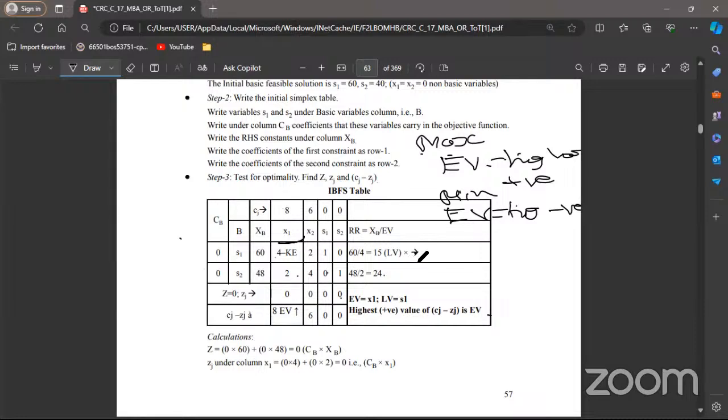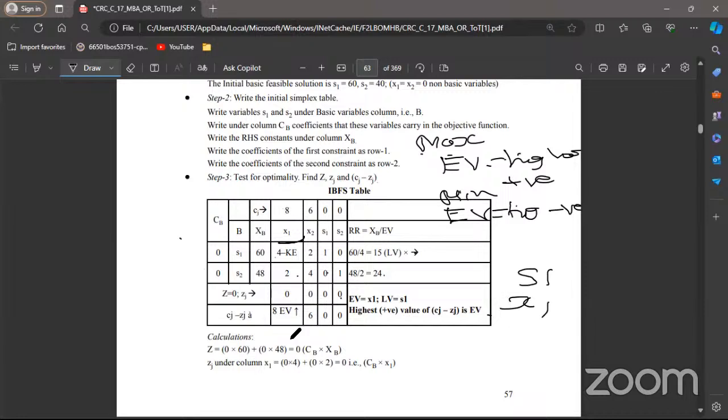Yes, ma'am. You should take the lowest positive value. Not only the lowest, the lowest positive. So now, what is the key row? First row, S1. So S1 will be leaving us and X1 will be entering. Is that clear?